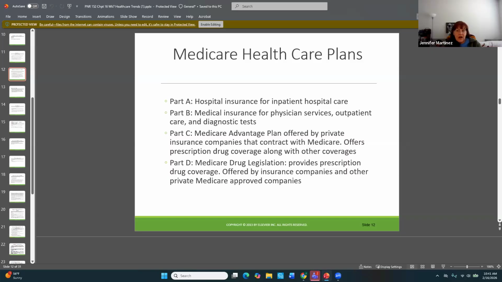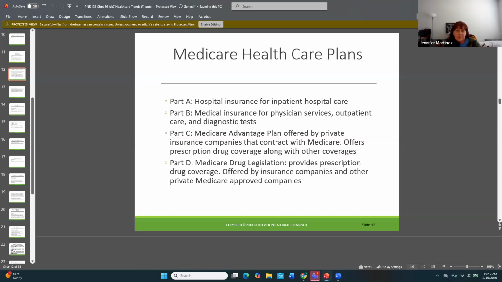Trying to think of what else. Part B also covers mental health services, ambulance transportation, some diabetic supplies. It also may cover PT, OT, speech therapy, again, some preventative services as well. Part B does not cover your prescriptions, dentures, dental care, foot care, hearing aids, eye exams, and glasses, none of that.